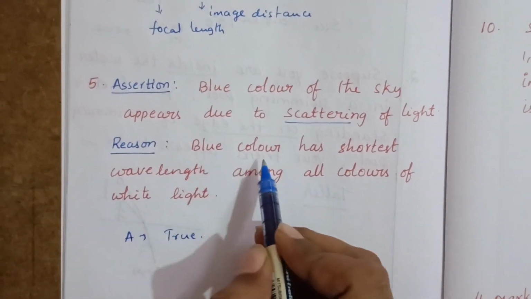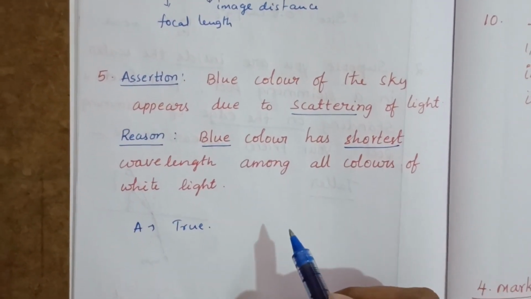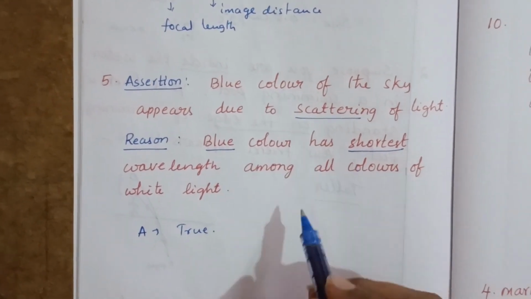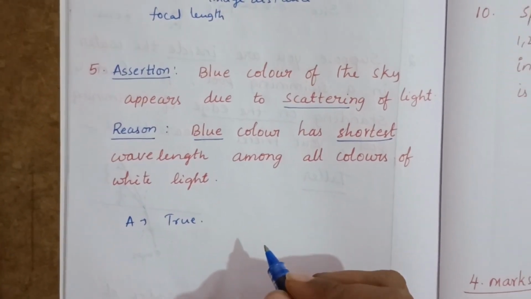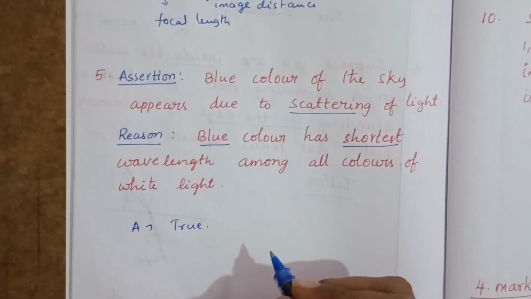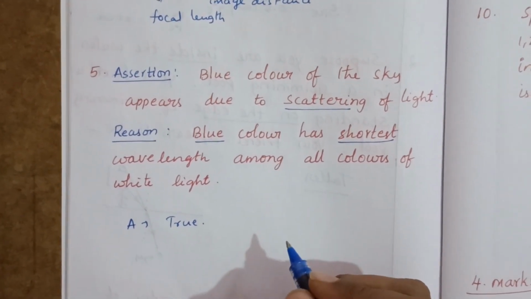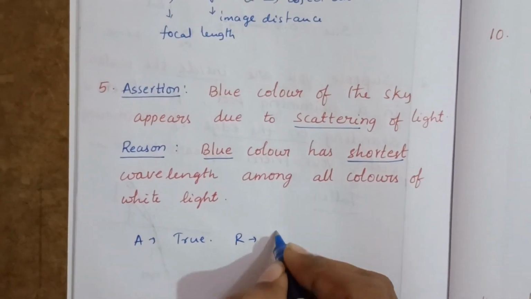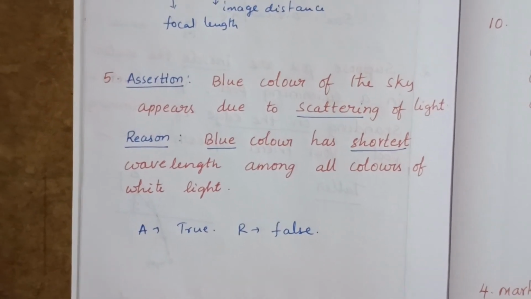Next, blue color has the shortest wavelength among all colors of light. No, blue color does not have the shortest wavelength. Violet has the shortest wavelength. And red has the longest wavelength. So the reason R is false. Assertion is true, reason is false.